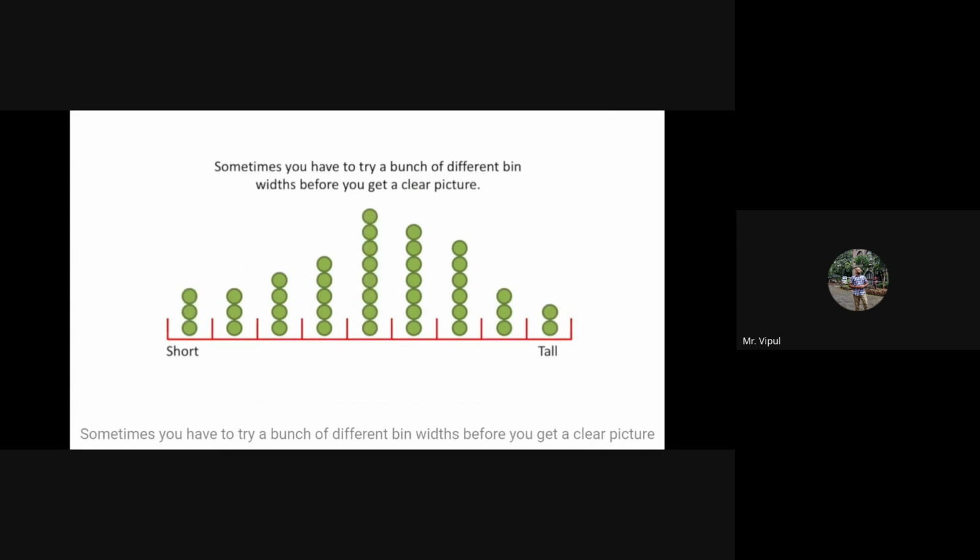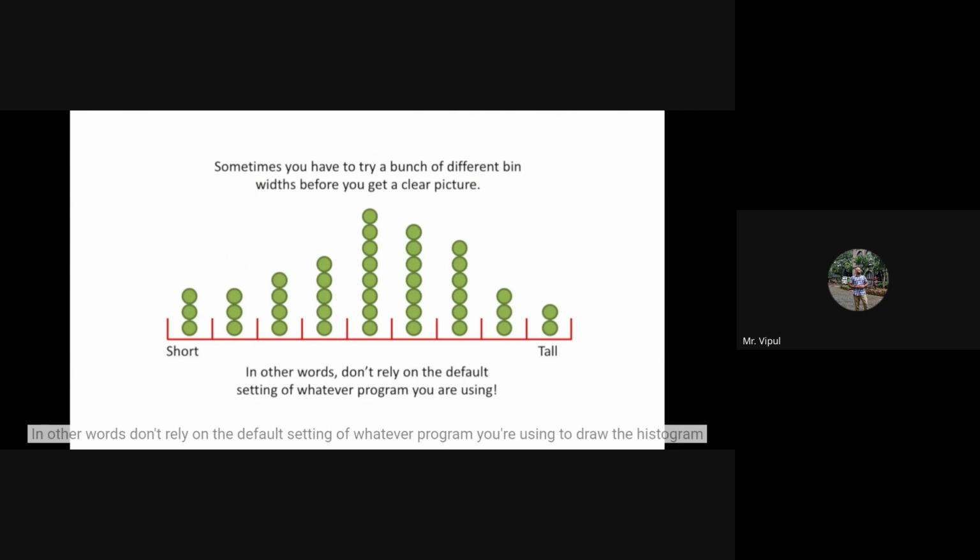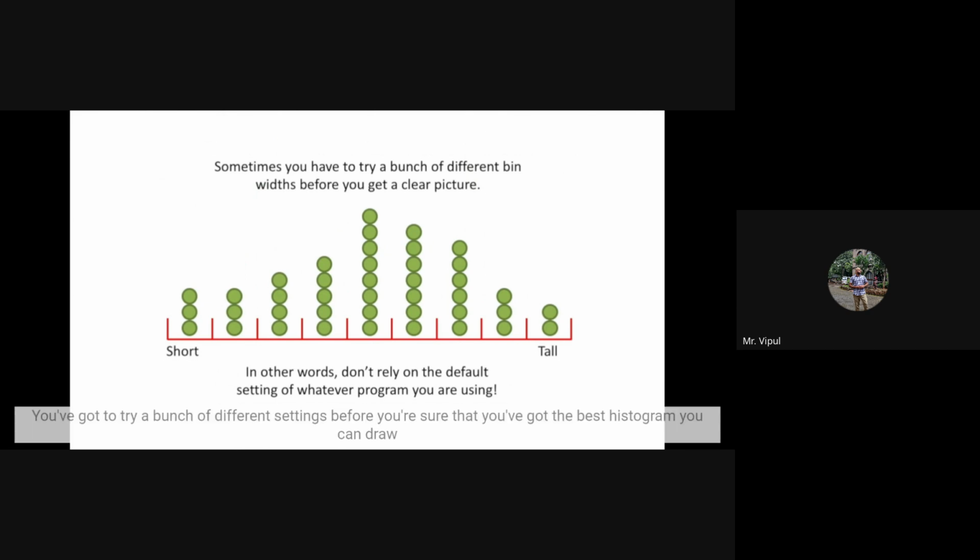Sometimes you have to try a bunch of different bin widths before you get a clear picture. In other words, don't rely on the default setting of whatever program you're using to draw the histogram. You've got to try a bunch of different settings before you're sure that you've got the best histogram you can draw.